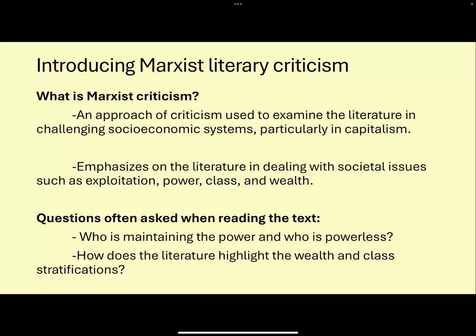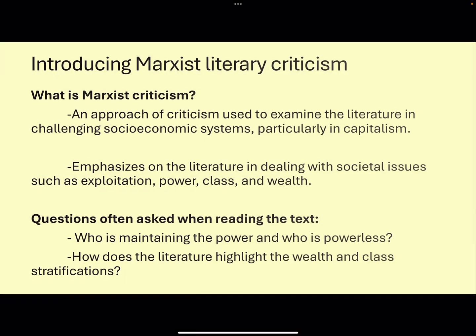It is an approach of criticism used to examine literature in challenging socioeconomic systems, particularly capitalism, by emphasizing how the literature deals with societal issues such as exploitation, power, class, and wealth. Common questions that we often ask while reading the text: who is maintaining the power and who is powerless, as well as how does the literature highlight the wealth and class stratifications?